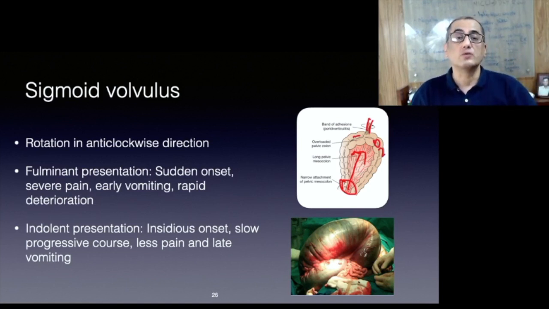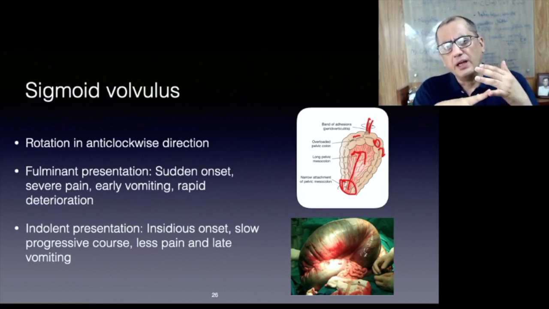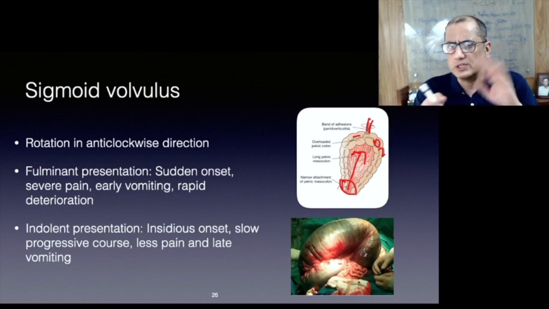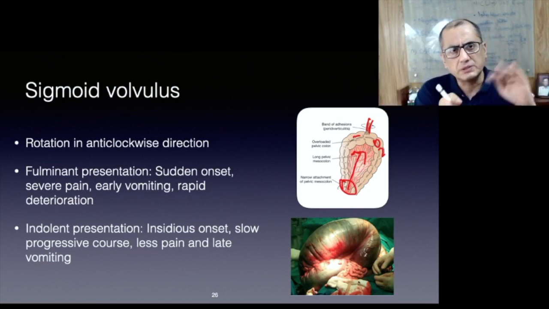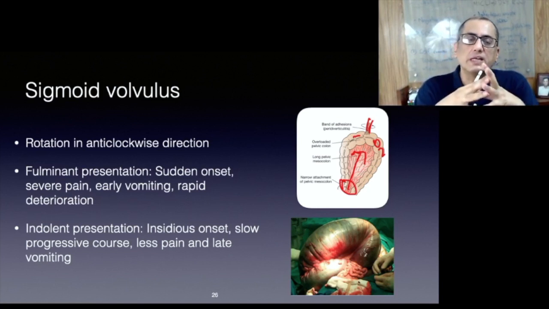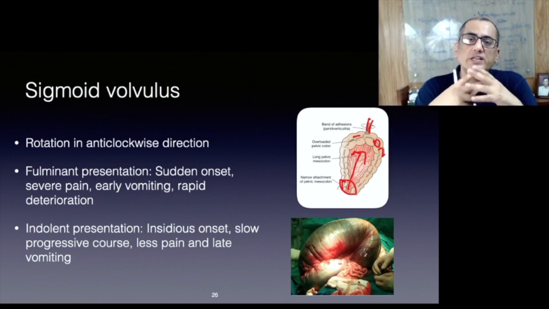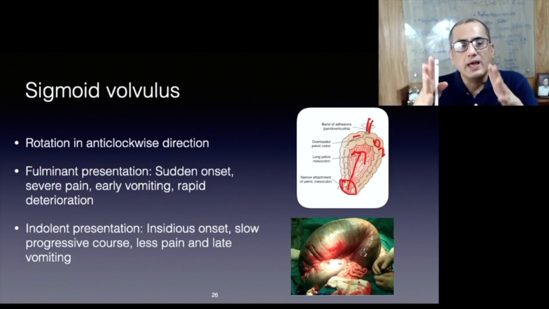Other predisposing factors include high residue diet and constipation. The condition is most often seen in elderly patients with chronic constipation. Comorbidities are common, and chronic psychotropic drug use is also associated with this condition. Younger patients present early, and the prognosis is inversely related to the duration of the symptoms. So the longer the duration of the symptoms, the worse the prognosis. Now, presentation can be classified as fulminant, with a sudden onset, severe pain, early vomiting, and a rapidly deteriorating clinical course, and an indolent one with an insidious, slow progressive course, and less pain and less vomiting.